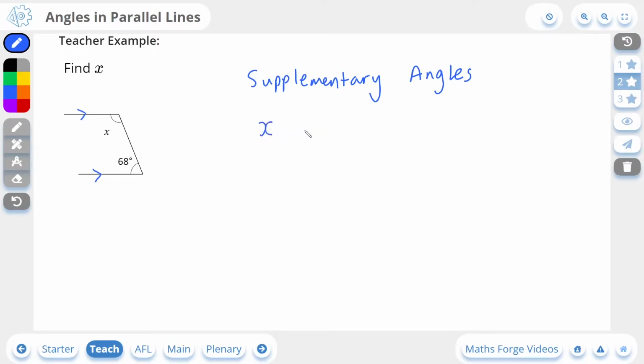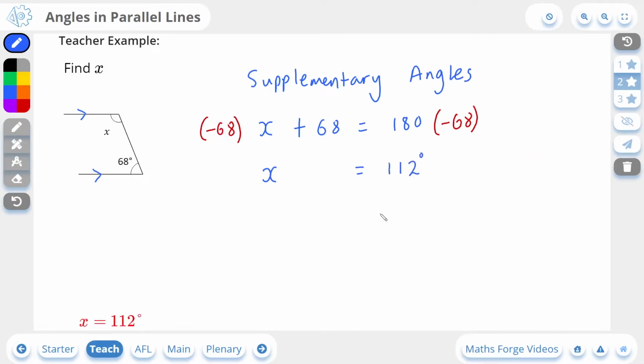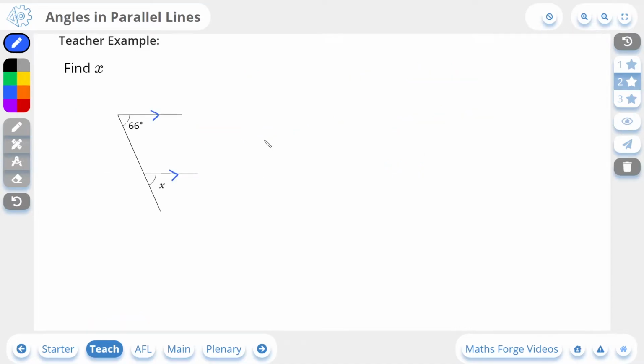So we can say that x plus 68 degrees is equal to 180 degrees. And now if we rearrange for this x, we have to get rid of this plus 68, and we do this by subtracting 68 on both sides. This now leaves us with x is equal to 180 minus 68 degrees, which is 112 degrees. And if we check our answer, there it is. We'll do another two-star example. Here they're asking us to find x.